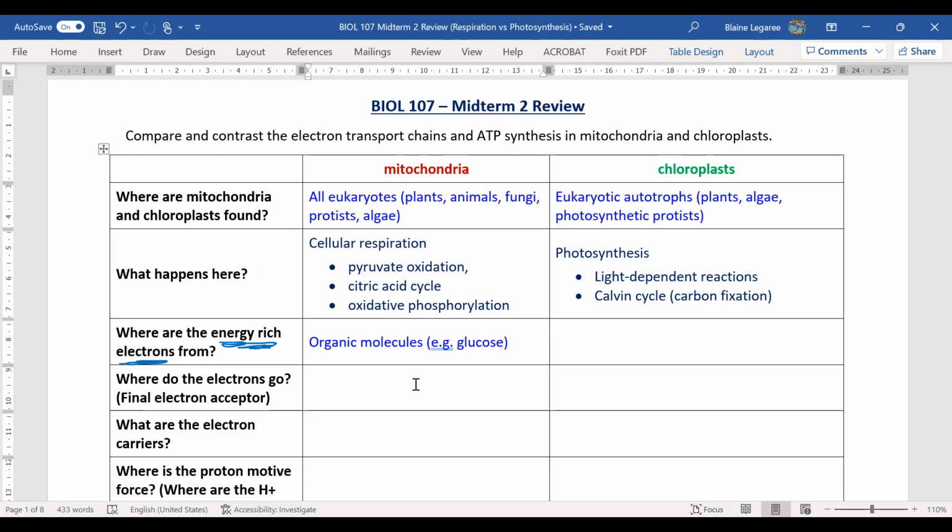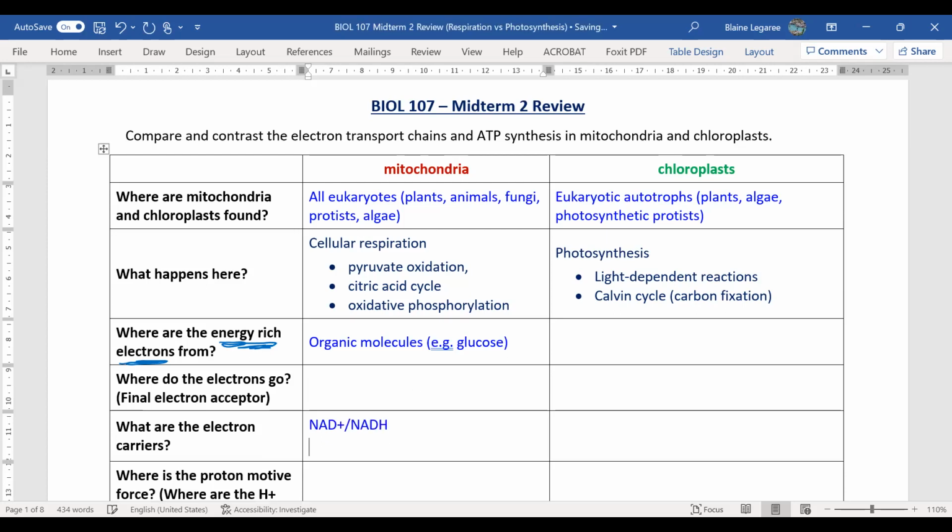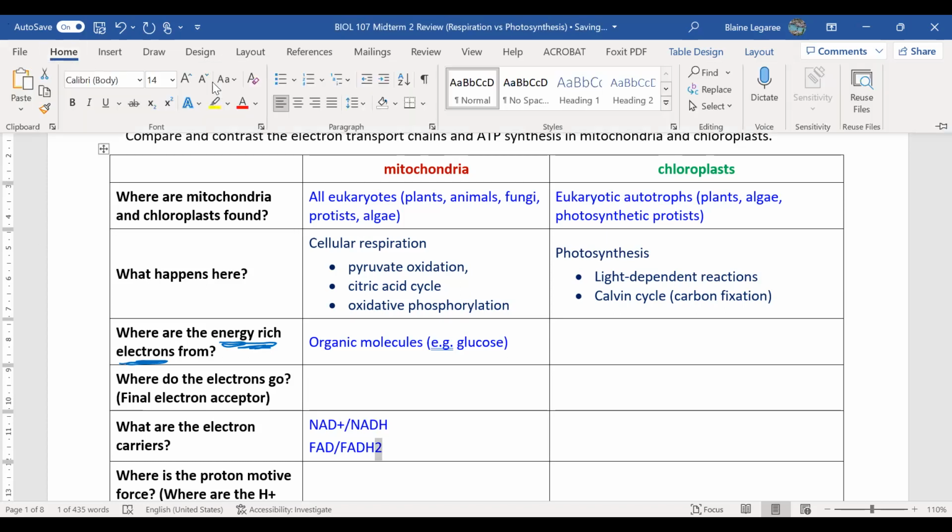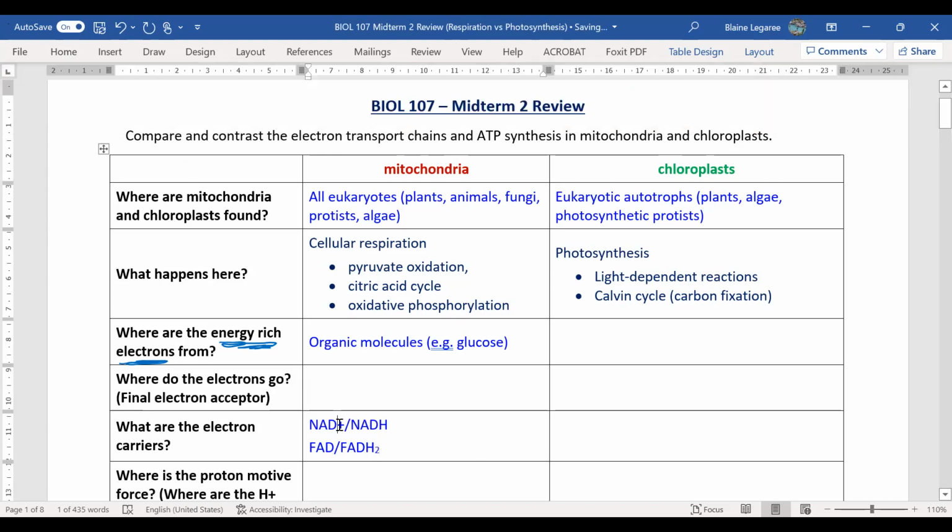So maybe this is the next best question. What are the electron carriers? The electron carriers are NAD+/NADH, and the other electron carrier is FAD/FADH2. What I'll do is put a little subscript on there for you, and the plus I will make a superscript. There we go. So the electrons get stripped off glucose, eventually it becomes carbon dioxide. They end up on NAD+ and become NADH, and they end up on FAD and become FADH2.